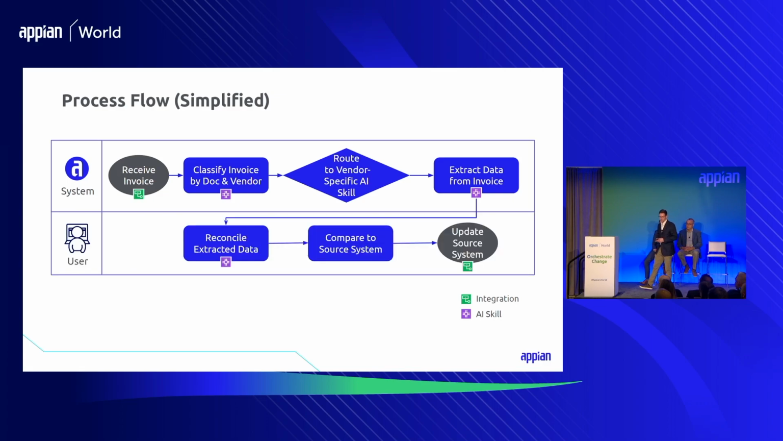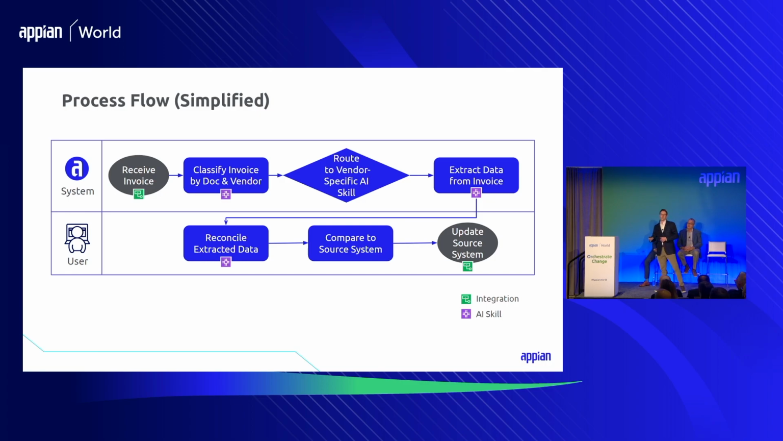This is where humans enter the loop to reconcile, again, from two perspectives. The first is, did everything get pulled from the document correctly? Is the data that's in Appian matching what was in the document itself? Once we're through that, it's then more of the business reconciliation. Does what was in that document match what's in the accounting system of record?